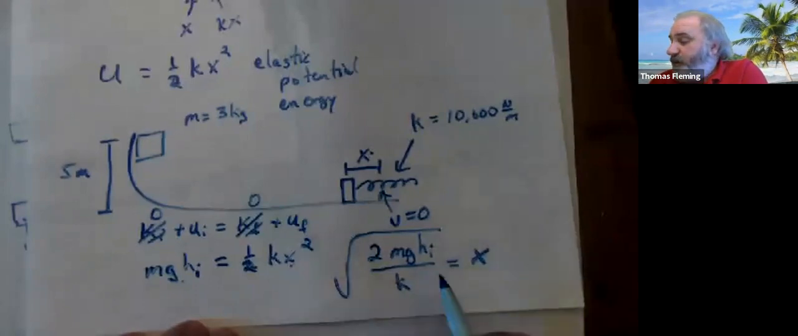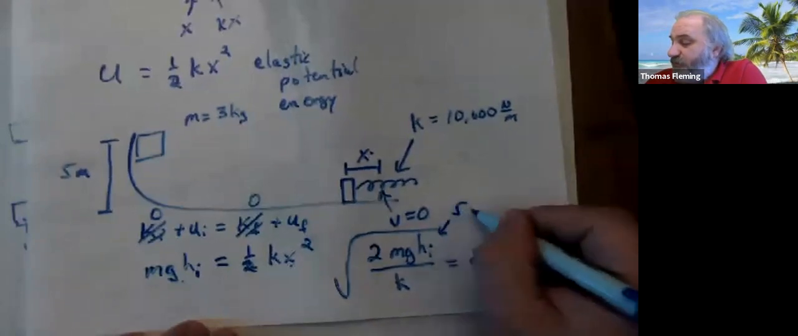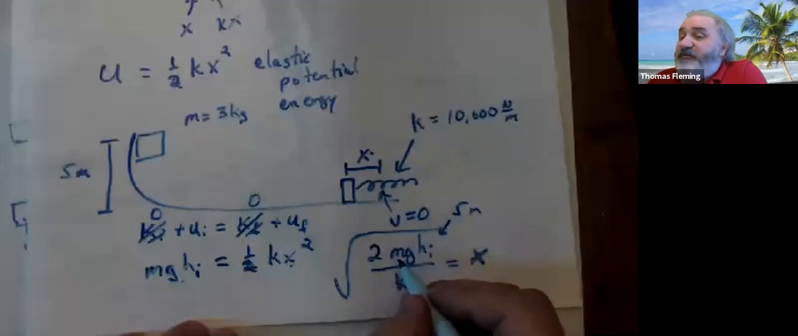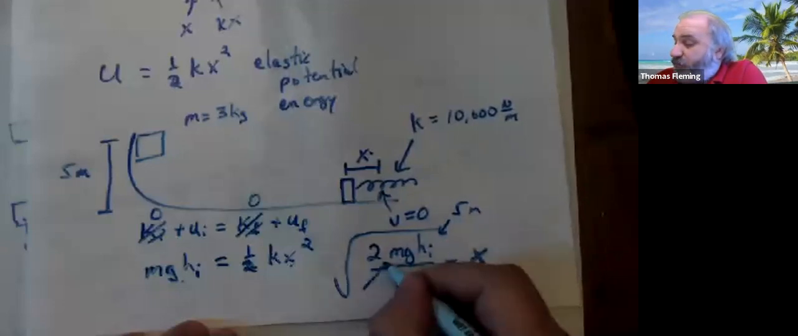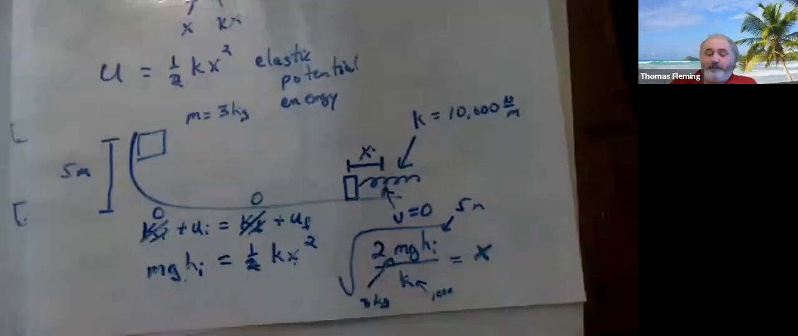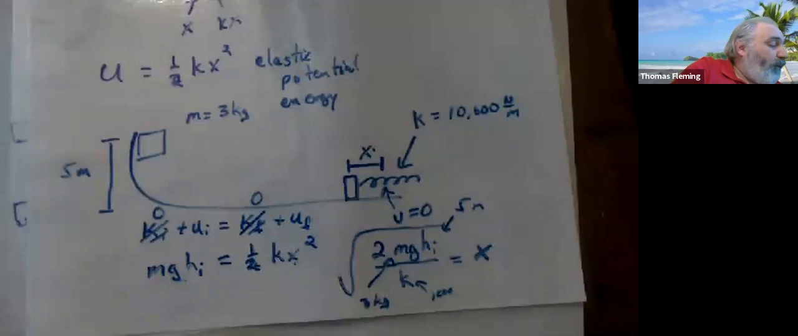Now all I have to do is plug in my numbers. H initial was the 5 meters. K was 10,000. And notice the mass of the block did not cancel this time. The mass actually made a difference. So all I've got to do is crunch those numbers. 2 times 3 is 6, times 9.8, times 5 is 294 up top, divided by a whopping 10,000. Then I've got to square root that, and I get 0.171.